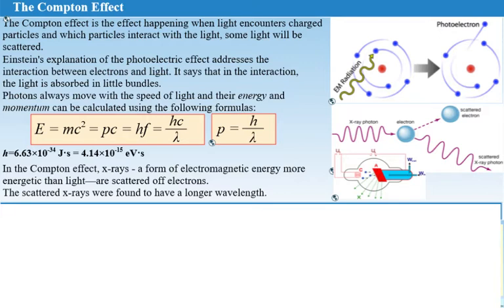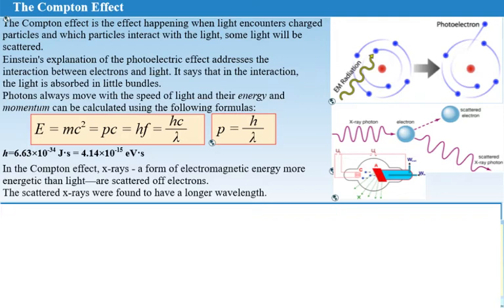Compton noticed that the X-rays were scattered when they traveled and were blocked by the graphite. He observed this scattering happening in all different directions. This observation is now called Compton scattering, and it explains the change in wavelength of the scattered X-ray photons, and is called the Compton effect.